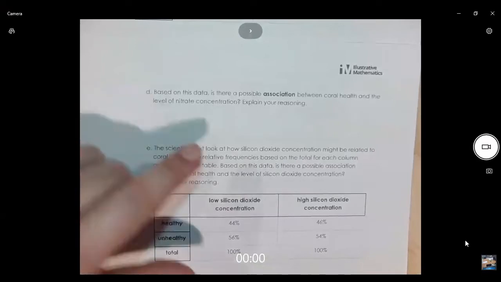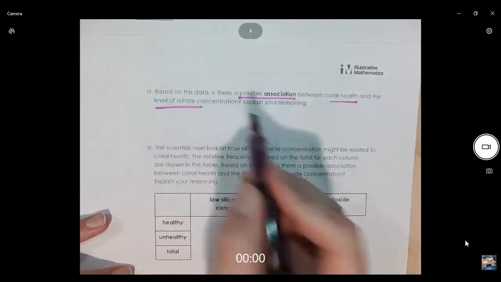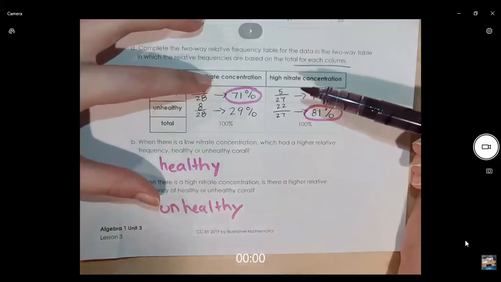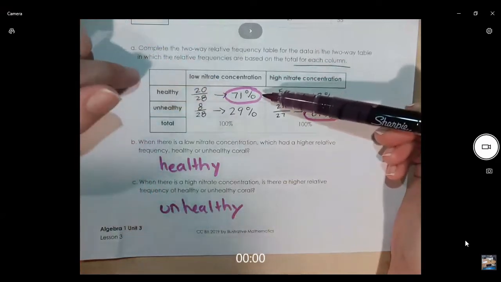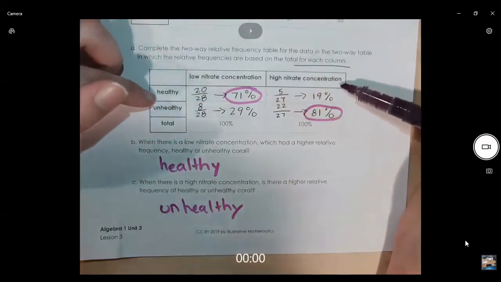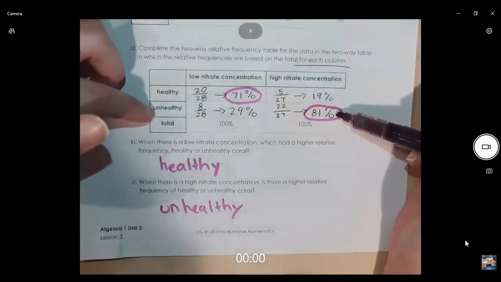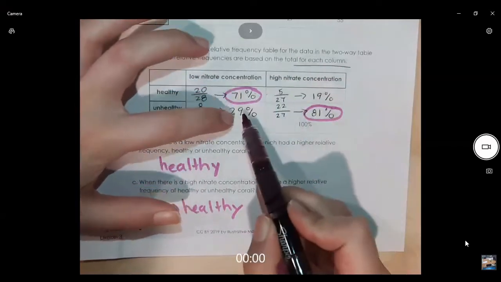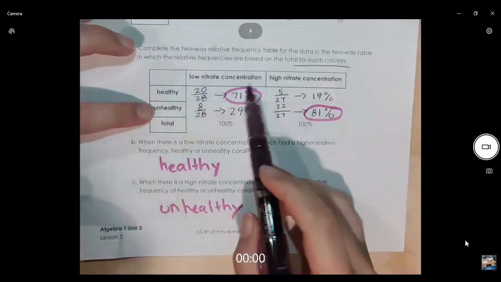The next question asked is, based on the data, is there a possible association between coral health and the level of nitrate? So if you look back at our chart, we can see that there is a correlation because 71% of the time the nitrate concentration was low and the coral reef was healthy, but it was only healthy 19% of the time when it was high. And you can look in the other direction as well. When it's high, 81% of the time it's unhealthy. When it's low, only 29% of the time it's unhealthy.